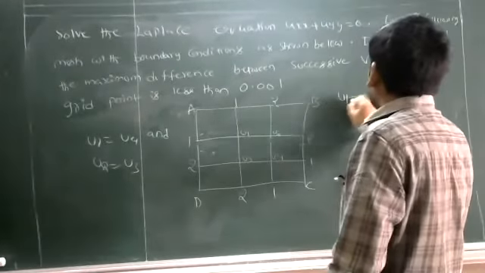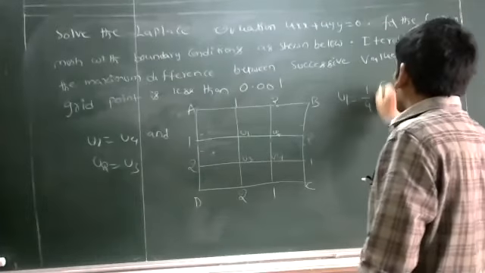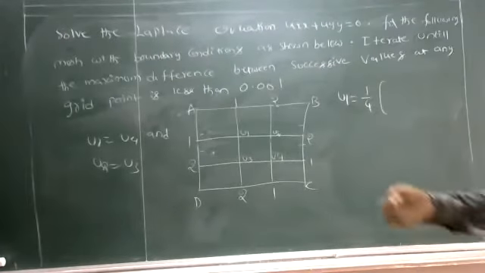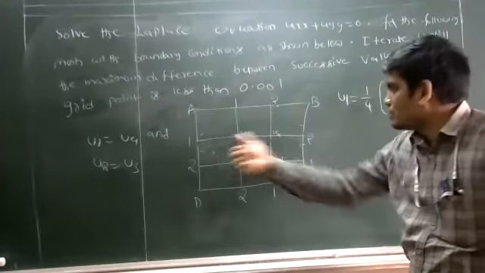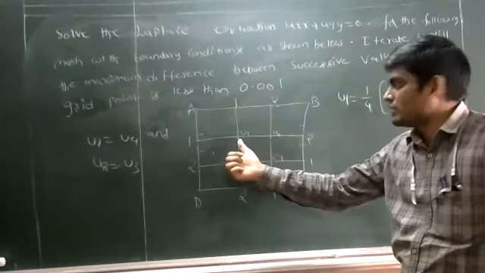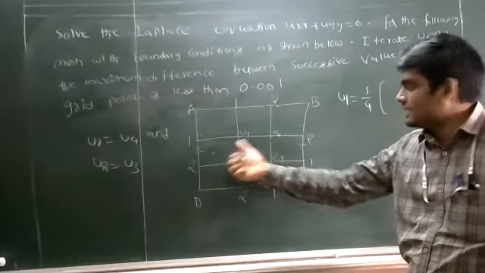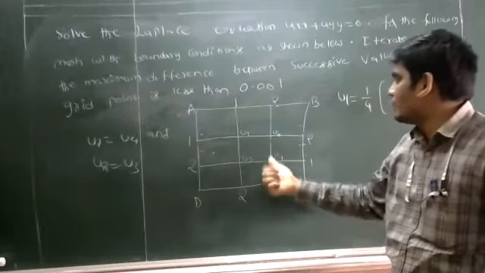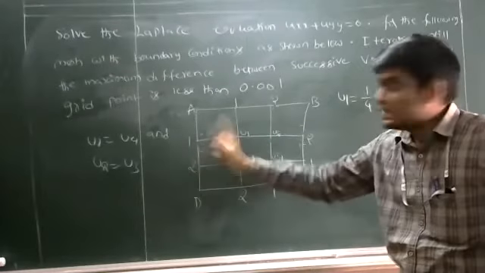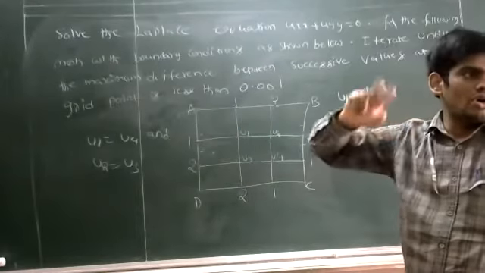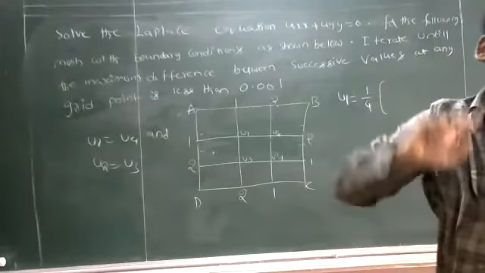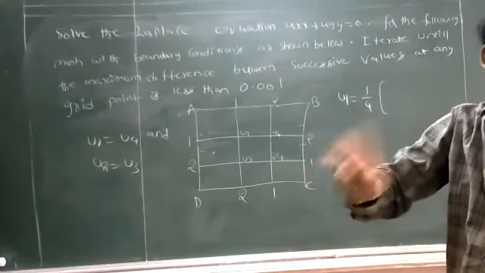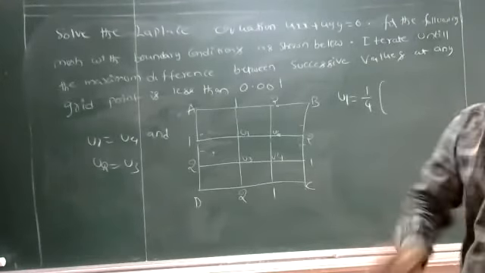Therefore, U1 is equal to 1 by 4 into, listen, 1 by 4 into, so U1 is equal to U3, right? 1 by 4 into, suppose if I apply the DFF, then what happened? A plus U4 plus 2 plus 2. Here A is unknown, so it is not possible to apply the DFF formula. So we must apply the SFF only.